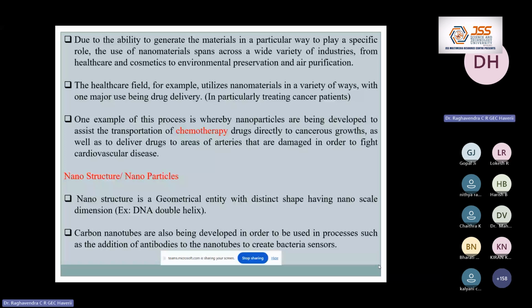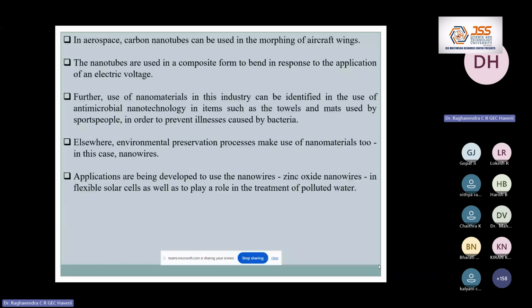Even in aerospace, carbon nanotubes can be used in the morphing of aircraft wings. I won't go much into these aerospace applications. The nanotubes are used in composite form to bend in response to the application of electric voltage. Further use of nanomaterials in this industry can be identified in antimicrobial nanotechnology in items such as towels and mats used by sports people to prevent illness caused by bacteria. This is what I was talking about earlier.